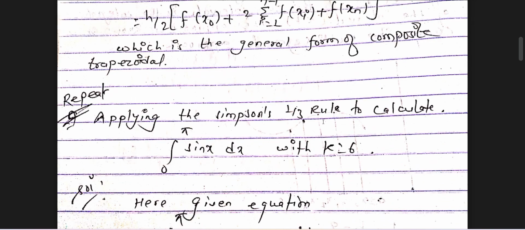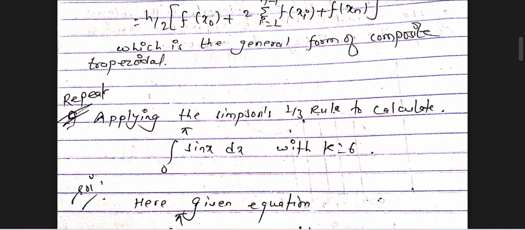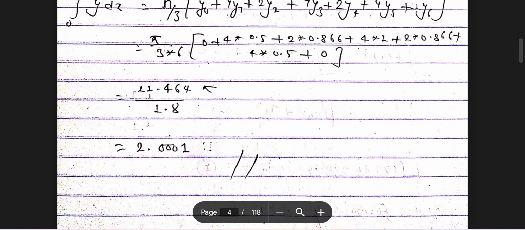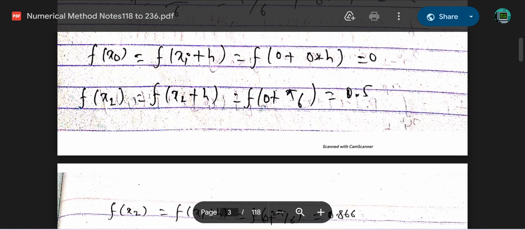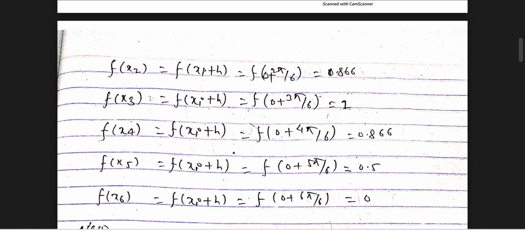Which is the general composite form. Applying the Simpson 1 by 3 rule to calculate the integral of sin x dx with h equal to the given interval. The values of x are 0, 1, 2, 3, 4, and the values of sin x are 0, 0.5, 0.866, 1, 0.866, 0.5.